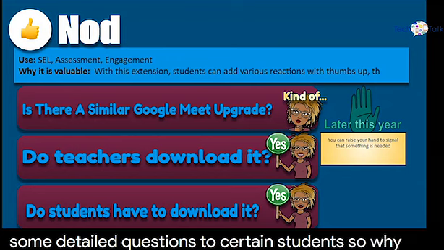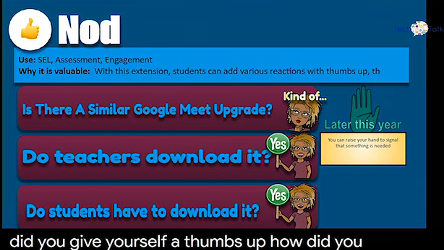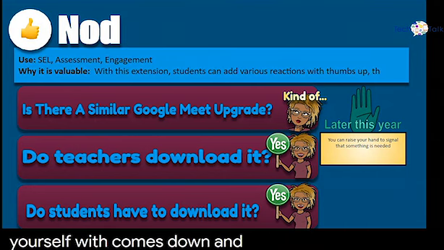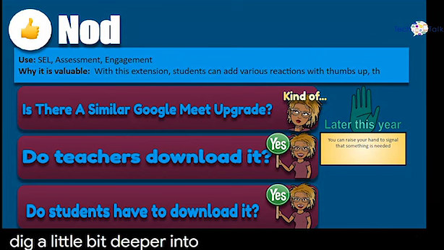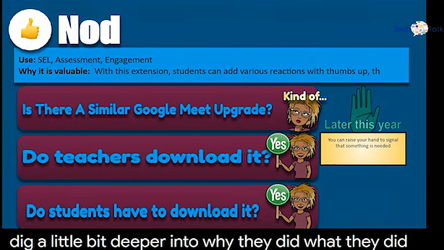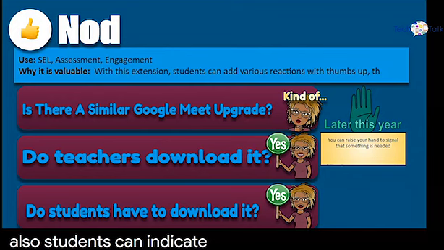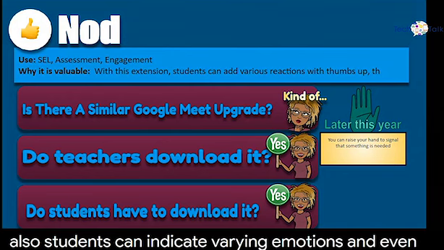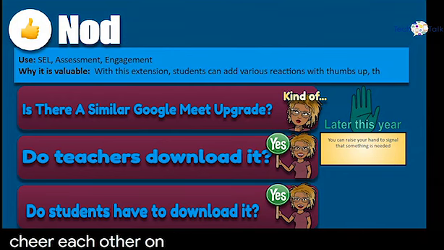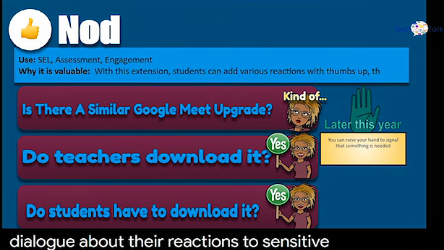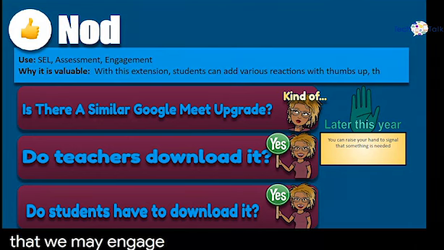So why did you give yourself a thumbs up? Why did you give yourself a thumbs down? And ask them to dig a little bit deeper into why they did what they did. Also, students can indicate varying emotions and even cheer each other on by using the clap emoji. And we can have open, authentic dialogue about their reactions to sensitive materials that we may engage with during the social emotional portions of our lesson.